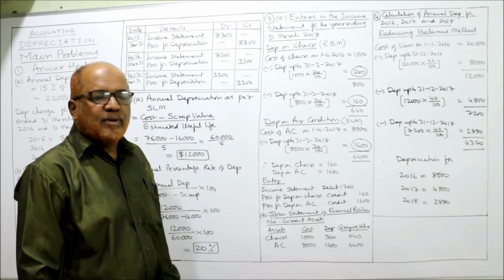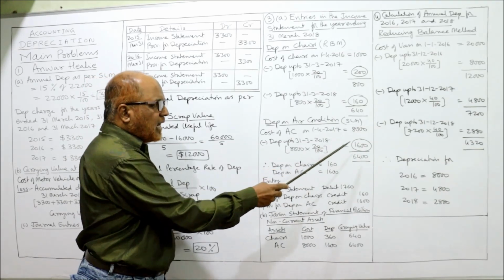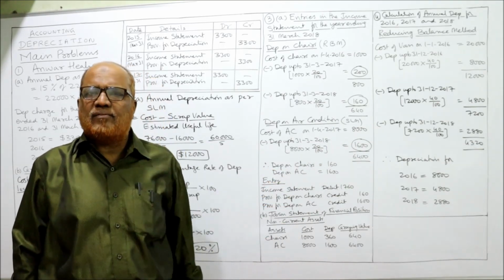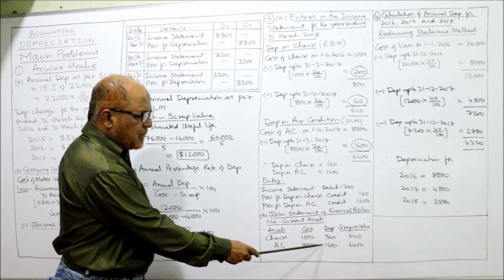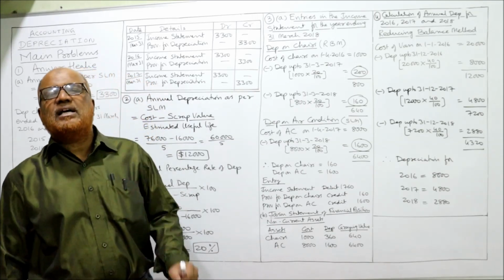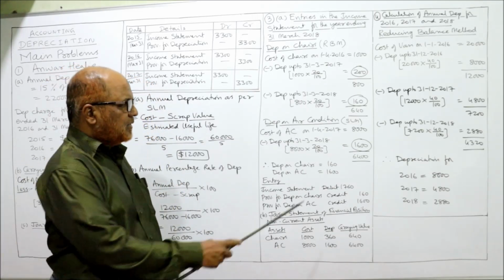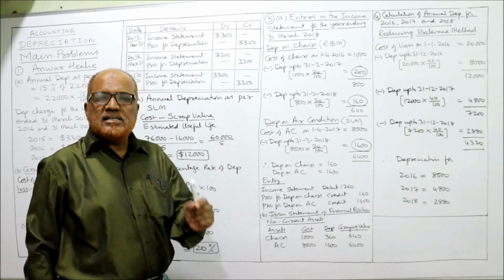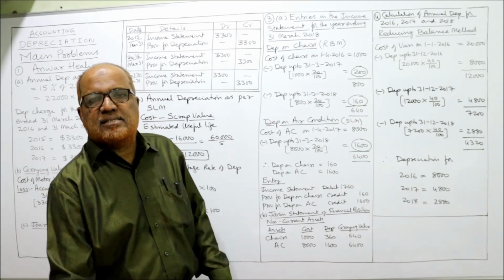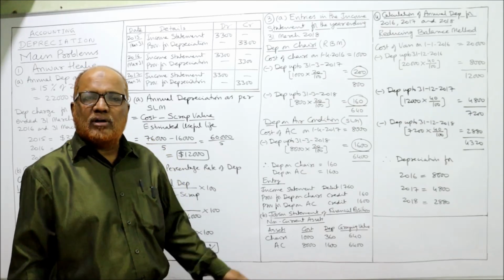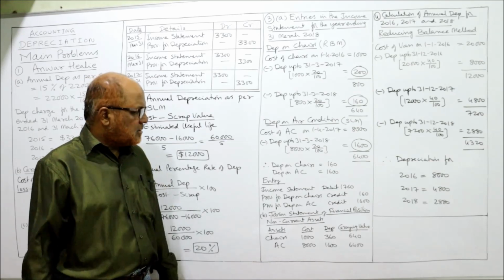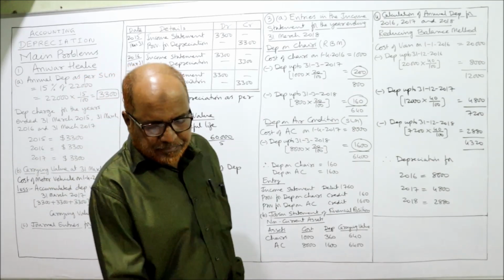Then come to air conditioner. The cost of the air conditioner is 8000 and accumulated depreciation is only 1600. Only 1 year depreciation we have. So 1600 is the depreciation. So 8000 minus 1600, 6400 is the carrying value of AC. This 6400. This is the presentation of non-current assets in the statement of financial position. That's it. So 3 problems I have completed.